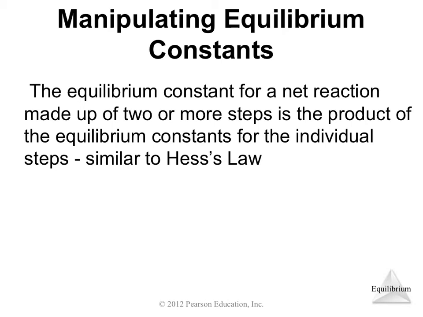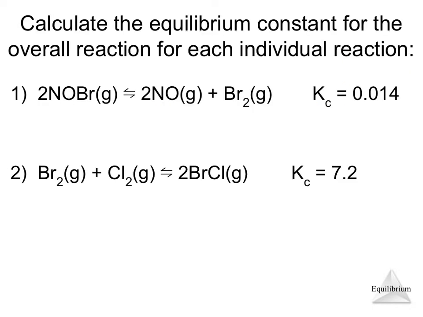The last thing that we can do with equilibrium constants is basically put them together like we did with Hess's law. So we've seen kind of all of these ideas before. So the equilibrium constant for a net reaction made up of 2 or more steps. So if our reaction mechanism is more than one step, we are going to take the product of the equilibrium constant. So in math, when we say product, we're saying multiply. So if we have a multi-step process to find the overall equilibrium constant, we're going to multiply those together. So we're going to calculate the equilibrium constant for the overall reaction from each individual reaction.